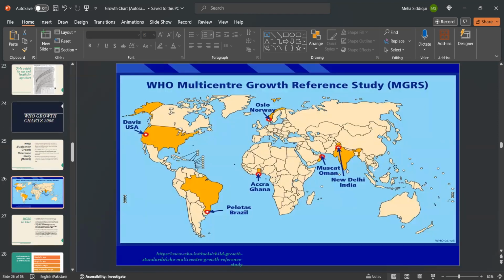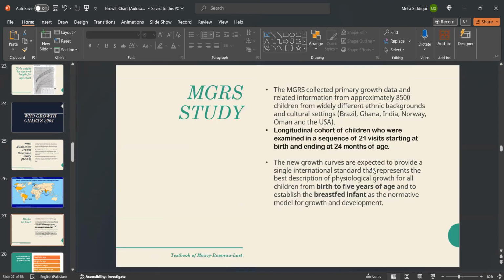So this is the WHO Multi-Center Growth Reference Study. These are the places where this study took place. So it is a longitudinal cohort of children. It included a longitudinal cohort of children who were examined in a sequence of 21 visits starting at birth and ending at 24 months of age.